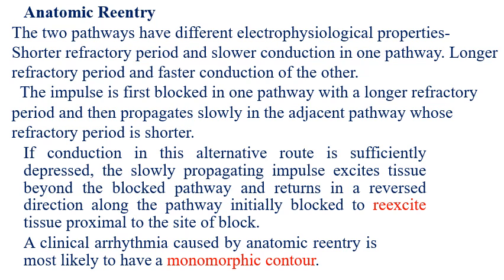This dual physiology in the AV node may precipitate attacks of supraventricular tachycardia. The impulse is first blocked in the pathway with the longer refractory period and then propagates slowly in the adjacent pathway whose refractory period is shorter. If conduction in this alternative route is sufficiently depressed, the slow propagating impulse excites tissue beyond the blocked pathway and returns in the reverse direction, retrograde along the pathway initially blocked, to re-excite tissue proximal to the site of block.